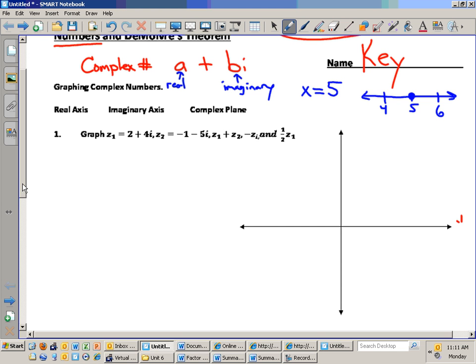Within complex numbers, we have a real axis, and we have an imaginary axis. That makes up what we call the complex plane. Because we have 2 lines, it does create a plane for us. And so now we can plot them. I'm going to draw my graph out 5 units. 1, 2, 3, 4, 5.